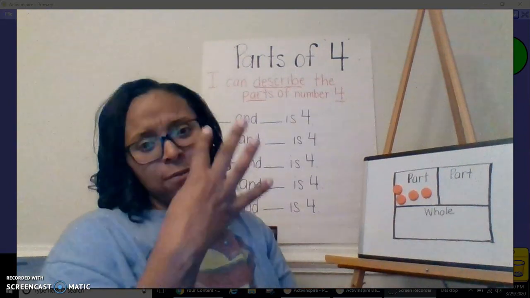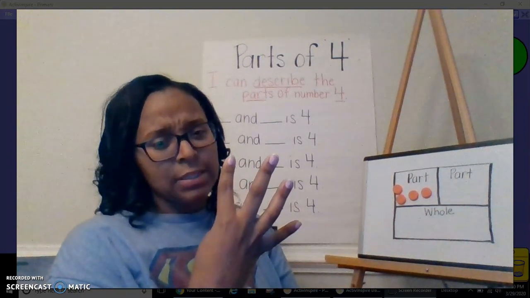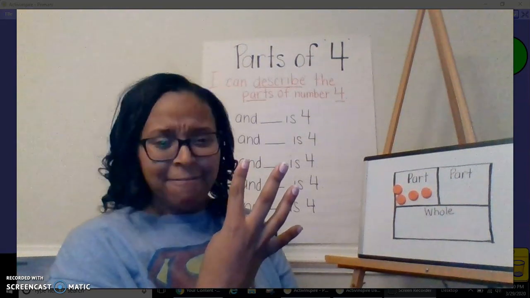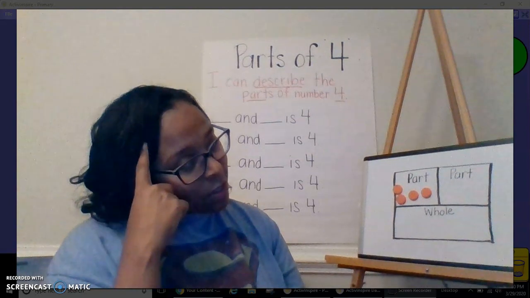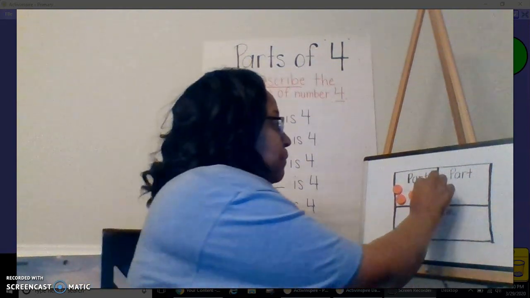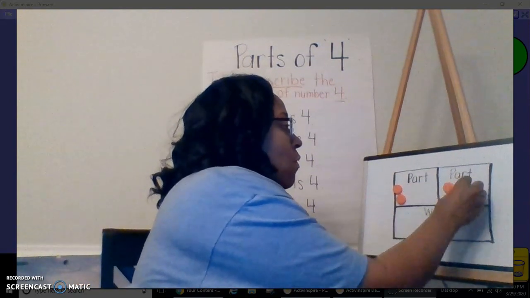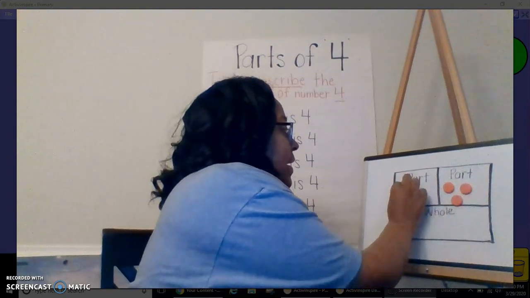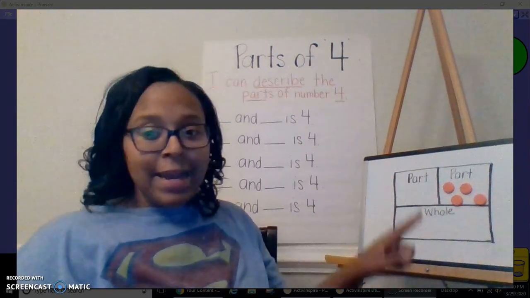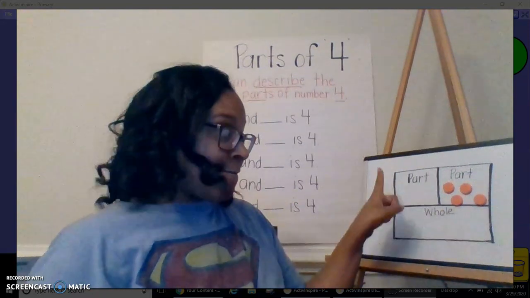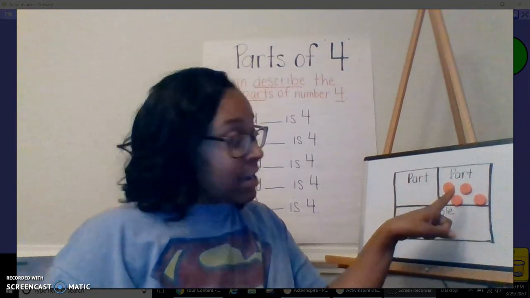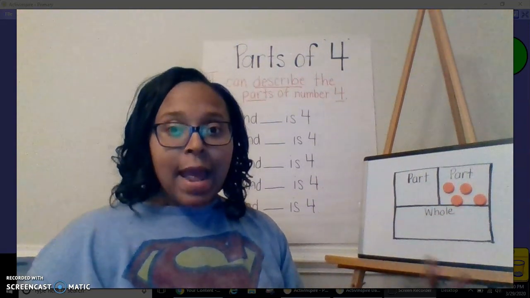Now that was only 4 combinations. What could I do to get the 5th one? Could I flip it and put all 4 over here? And now I have 0 and 4. Remember, before we had 4 and 0. Now I have 0 and 4.